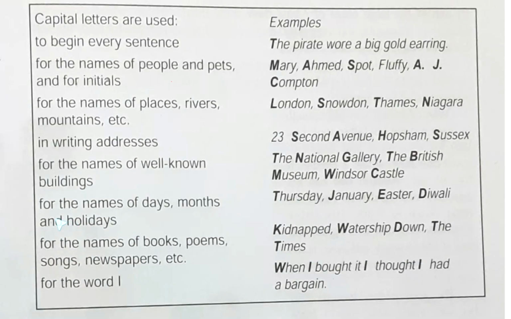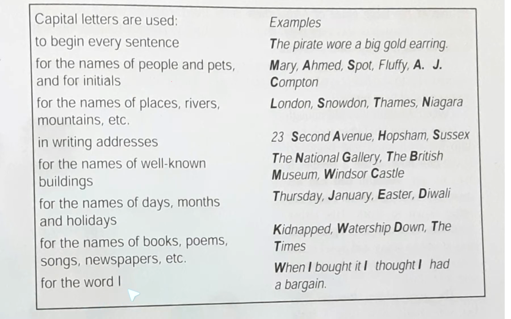We are going to get another rule, that is for the names of days, months and holidays like Thursday, January, Easter, Diwali. Here we have the names of books, poems, songs, newspapers, etc., like Kidnapped, Watership Down, The Times. And here the last rule is for the word I.